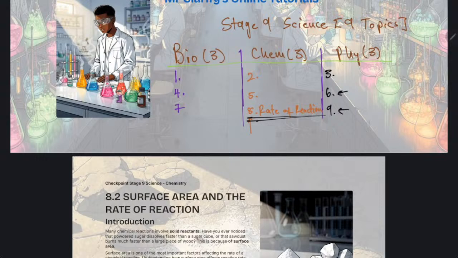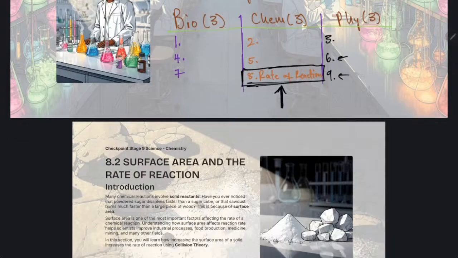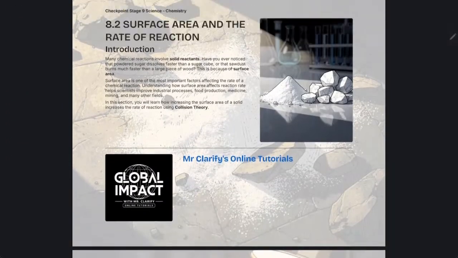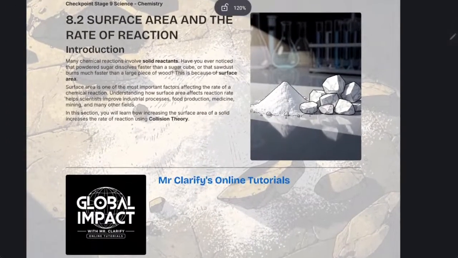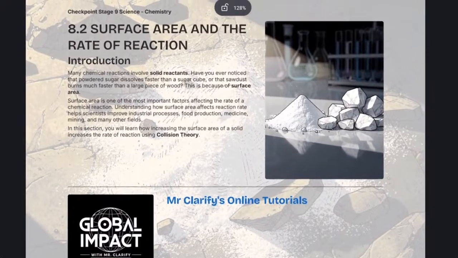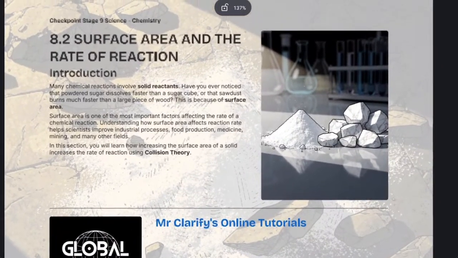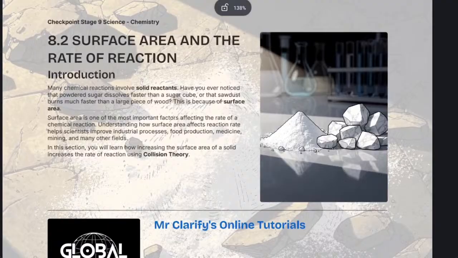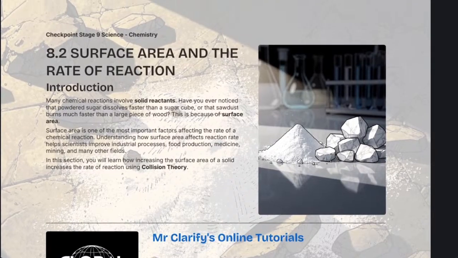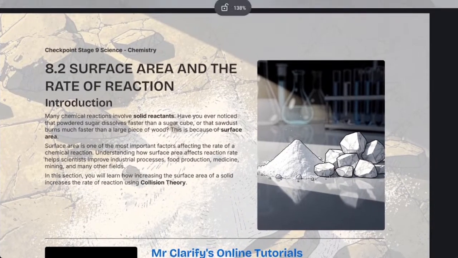We are doing rate of reaction. So, what chapter are we doing right now, students? Chapter 8, which is a chemistry chapter, right? Out of 9 chapters in total, right? All right, good. Now we are doing the second part here. We are trying to quickly go through the second part of this chapter because it has 3 parts.